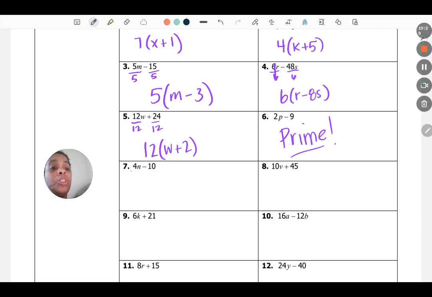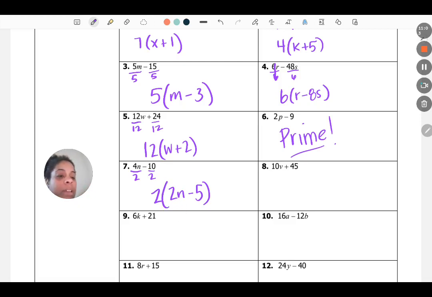Okay, so we're going to use 2 in this case as our greatest common factor. And 4 divided by 2 will leave us 2n minus, and 10 divided by 2 is 5. Okay, and if you want to check your work to make sure that you're correct, you would remember to distribute. 2 times 2n would be 4n, and 2 times 5 would be 10.